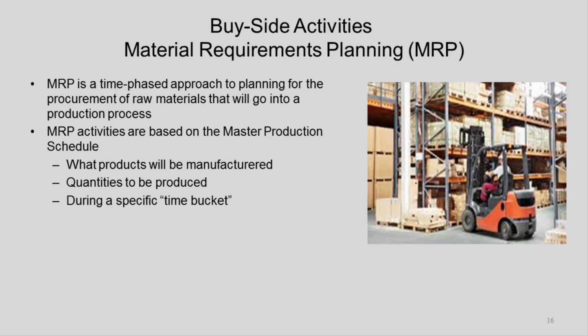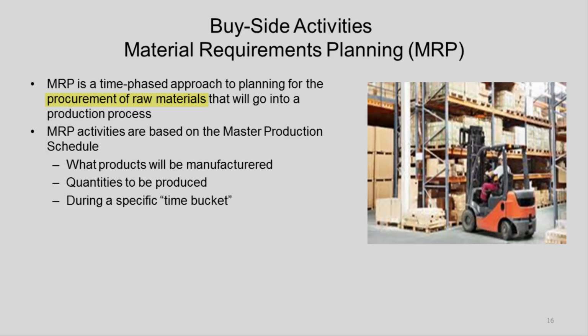So having said that, our first bullet point, MRP, it's a time-phased approach. There's that time element out into the future, week 1, week 2, week 3 of a year. How much raw materials are we going to need in each period to meet the demands of the production schedule? So it's a time-phased approach to planning for the procurement of raw materials that will go into a production process.